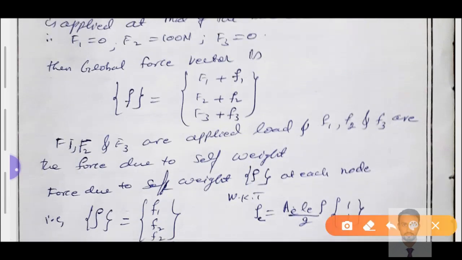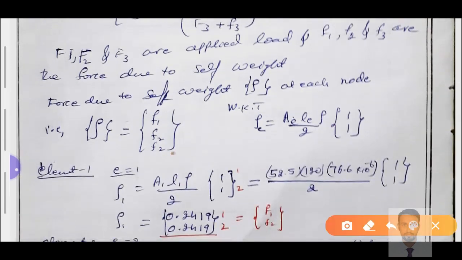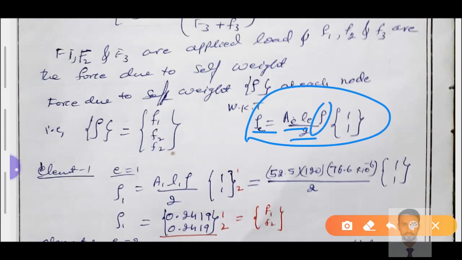So we need to find out the global force vector small f. We know this F1, F2 and F3 value from the figure. Then we need to find out the small f1, f2, f3 value due to self weight. How do we find it? We know the equation. All of you remember this equation. Density f_e is equal to A_e L_e divided by 2 into rho into [1 1]. So this equation is very much important.